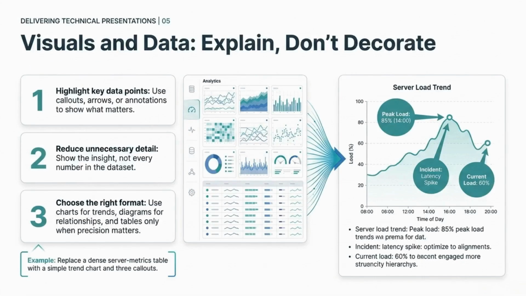Technical presentations often include complex data, but complex data does not need to be shown in a complex way. The goal is to highlight the insight. If you are presenting server performance metrics, you may not need a large table with every metric unless the audience truly needs that level of precision. Instead, you might show a trend chart with 3 callouts: the peak, the baseline, and the recommended action. Choose visuals intentionally. Use a chart for a trend, a diagram for a relationship or architecture, and a table only when exact values are the point.